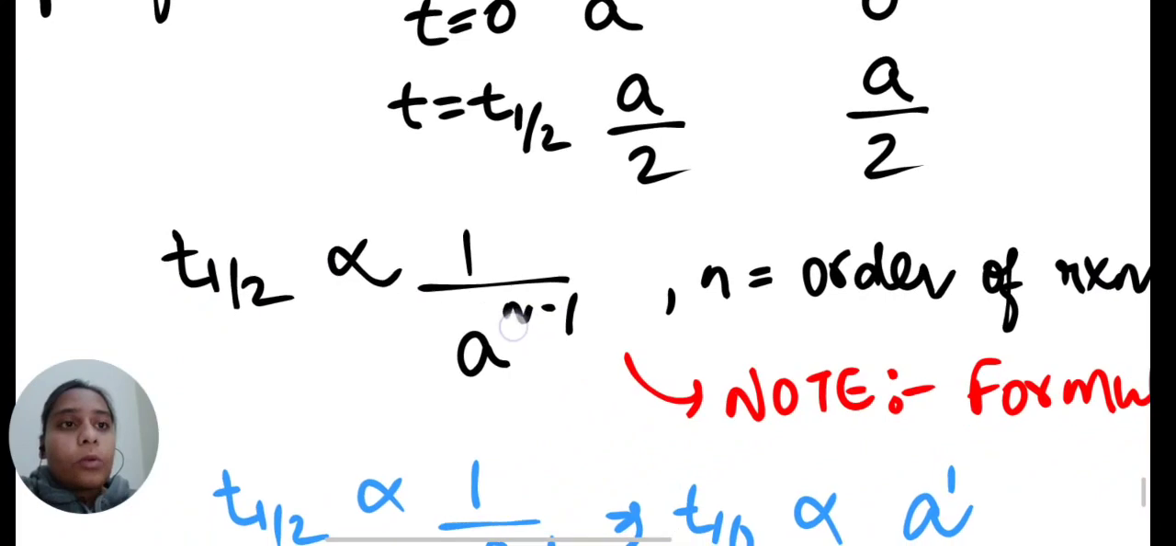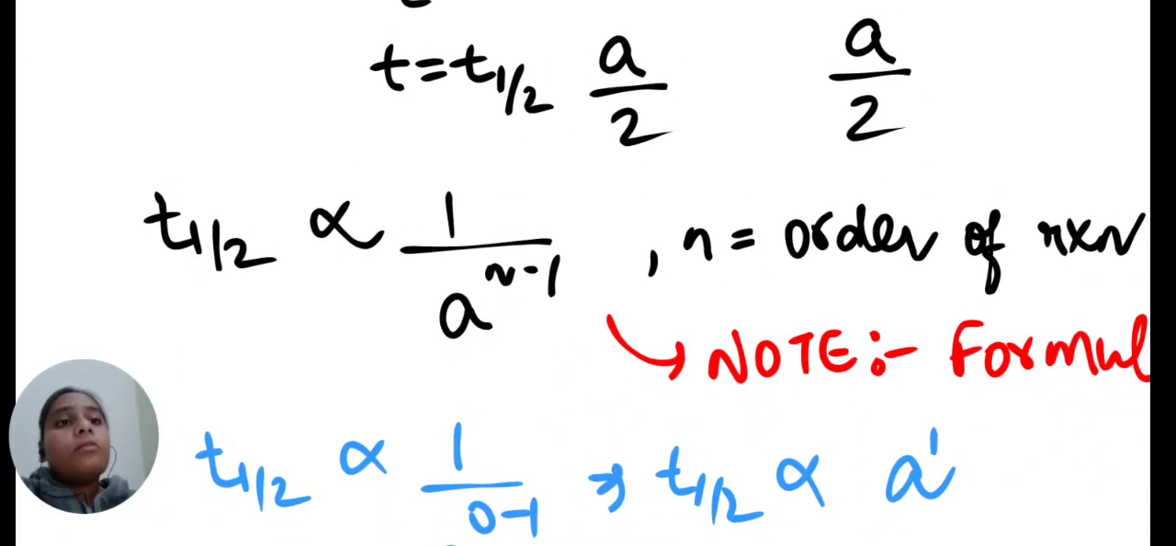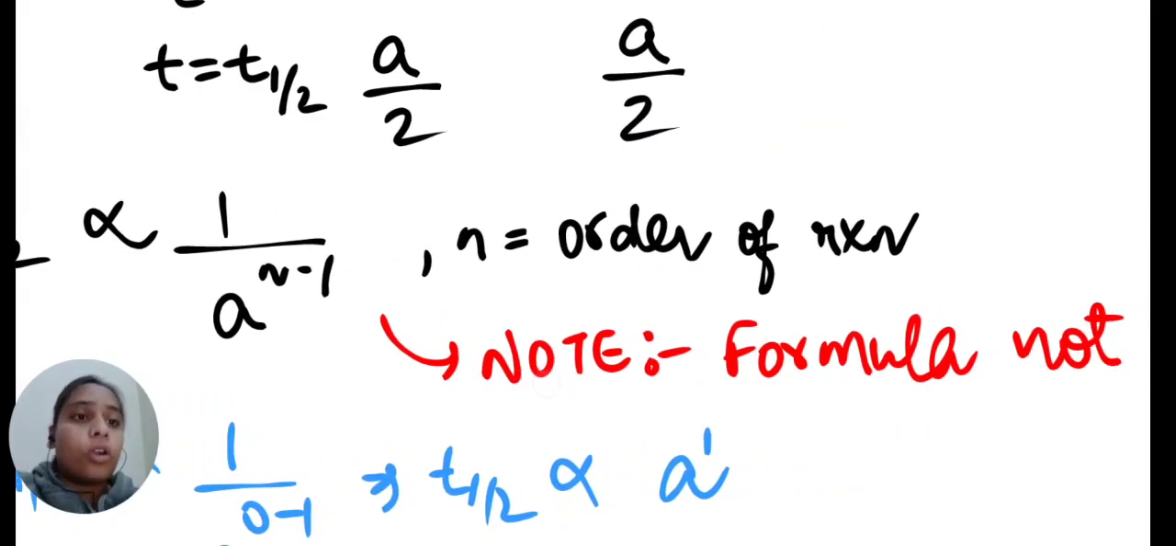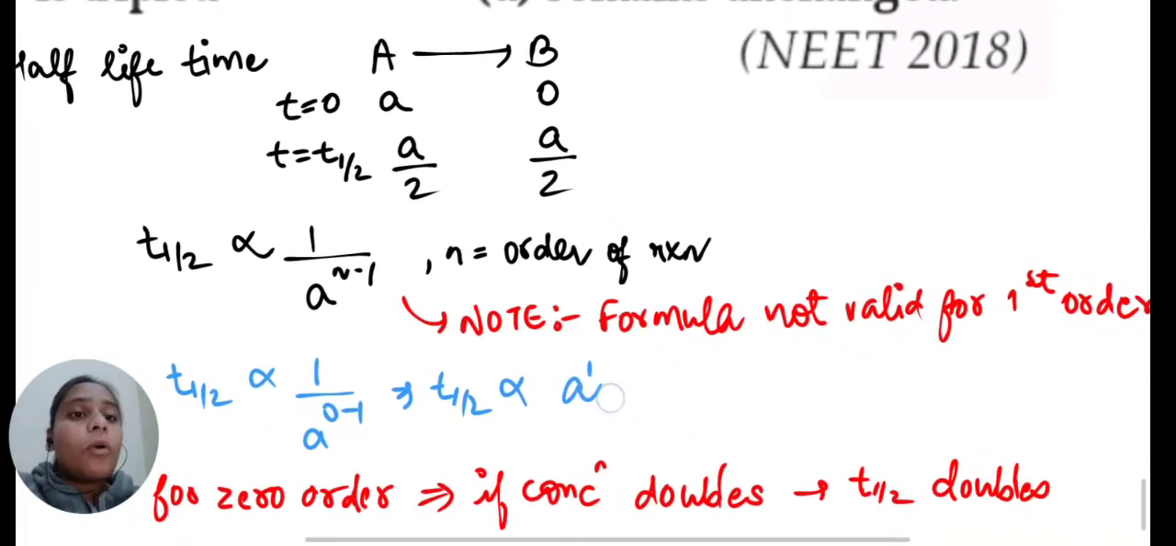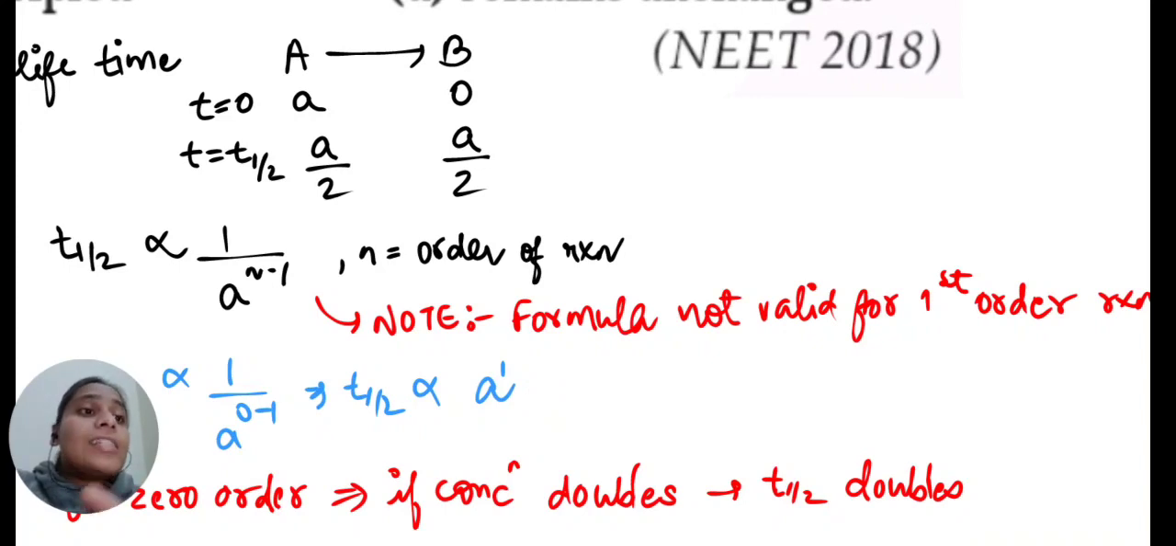Okay. So, for this we have a general formula to identify how we can relate half lifetime with the initial concentration of the reactant. The formula says like this: half lifetime is inversely proportional to concentration of reactant to the power n minus 1, where n is the order of reaction. Now, you have to note one point: this formula is not valid for first order reaction. It is valid for all order reactions except first order reaction.